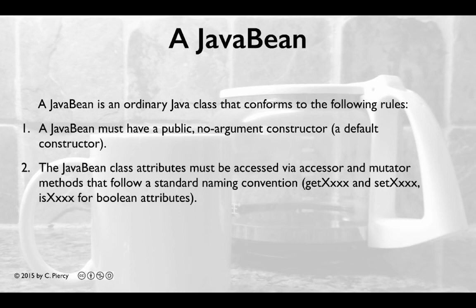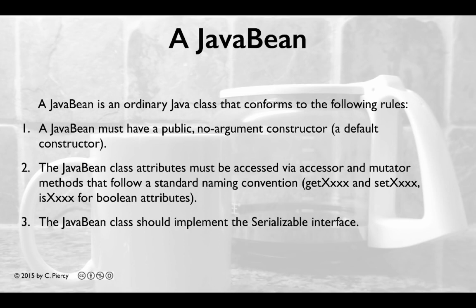2. The JavaBean class attributes must be accessed via accessor and mutator methods that follow a standard naming convention, namely get and set, or is for Boolean attributes. This allows frameworks to automate operations on attribute variables.